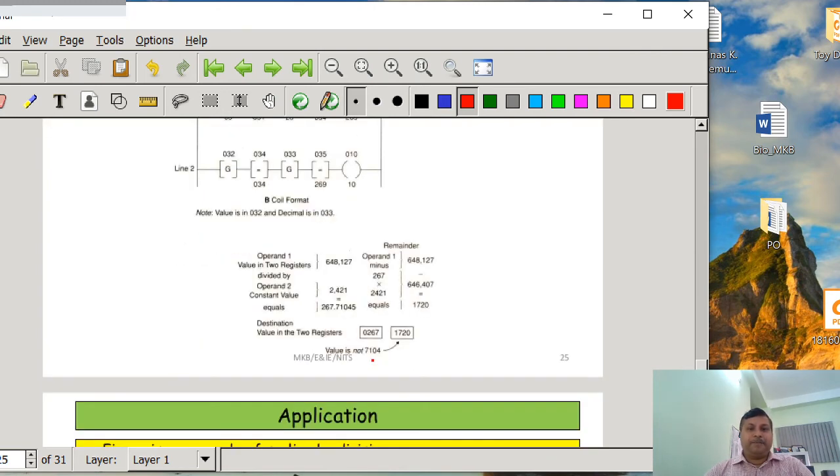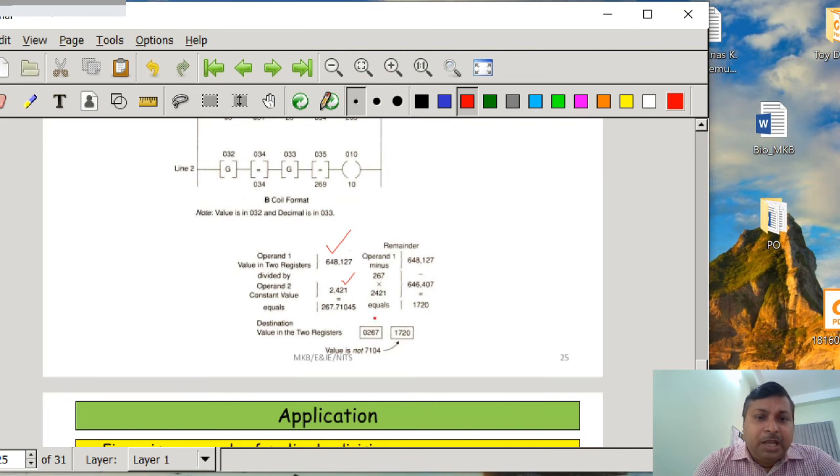Suppose a division operation is going to be performed: 648,127 is divided by 2421. Operand 1 contains this value and operand 2 contains this value. Really, if you do the division, the result is a fraction, that is 267.71045. So now, how is the division operation performed by the PLC?